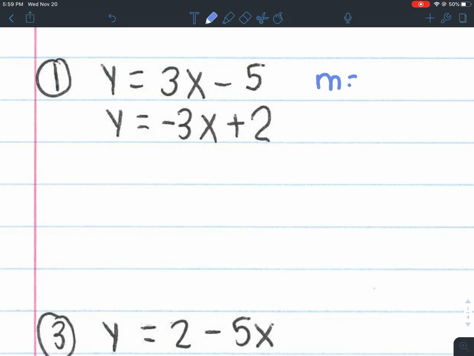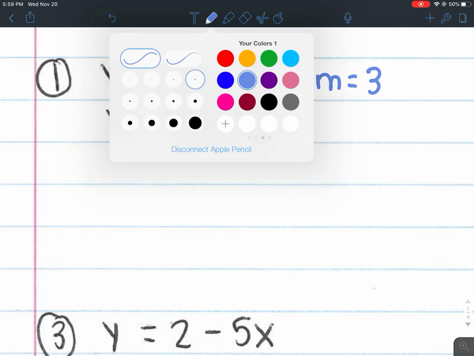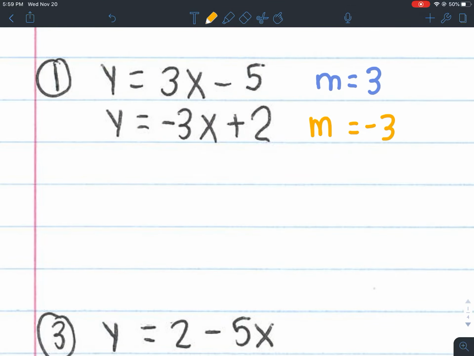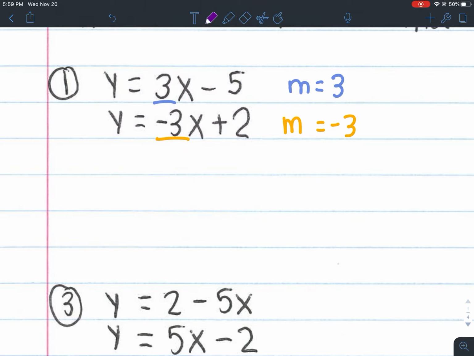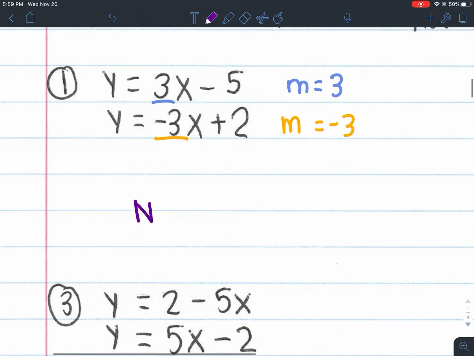The slope of my first equation is positive 3. We're identifying the slope because we're trying to determine whether these are perpendicular or not. The slope in my second equation is negative 3. Are these opposite reciprocals? No. They're not parallel because they're not exactly the same, but what do we notice here? If I wanted the opposite reciprocal of positive 3, I would need negative 1 over 3, right? If I wanted the opposite reciprocal of negative 3, I need positive 1/3. So these are not perpendicular.